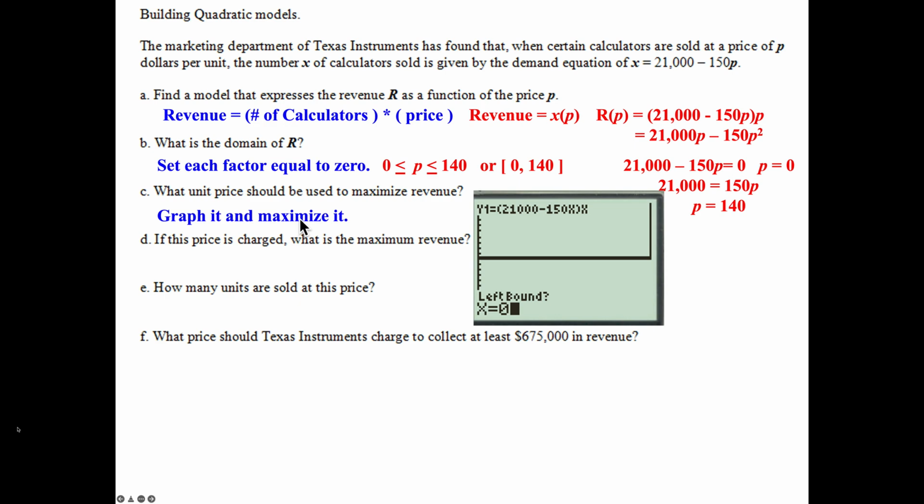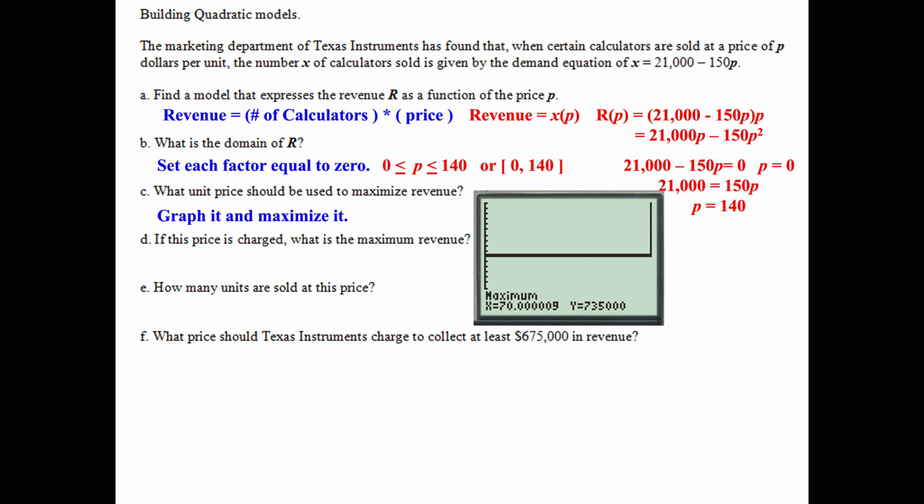I'm going to maximize it, so I hit second trace, ask for the maximum, left bound, just use what you were given for the domain. Left bound 0, right bound 140, maximum is 70.00009. Wait a minute, all these decimals, and our maximum revenue is 735,000. There's no decimals. This is a rounding error.